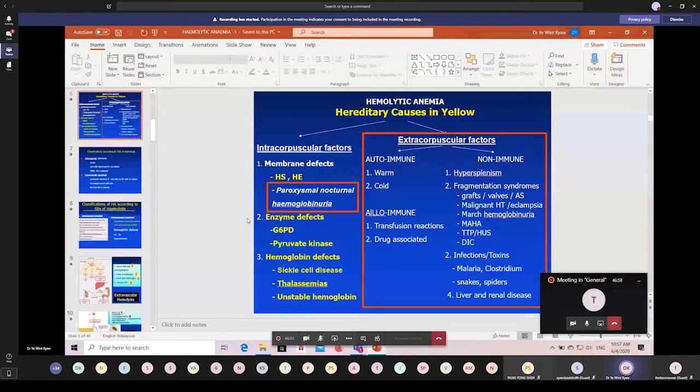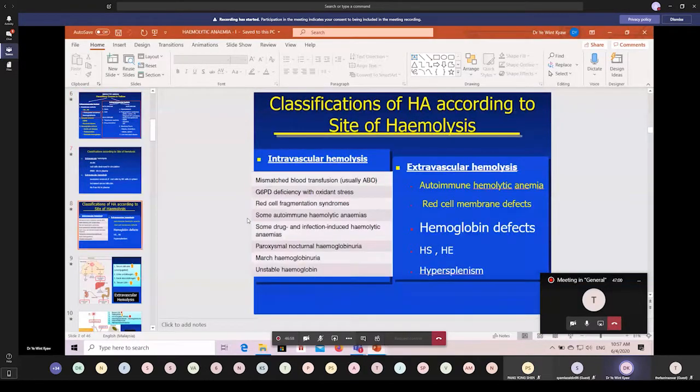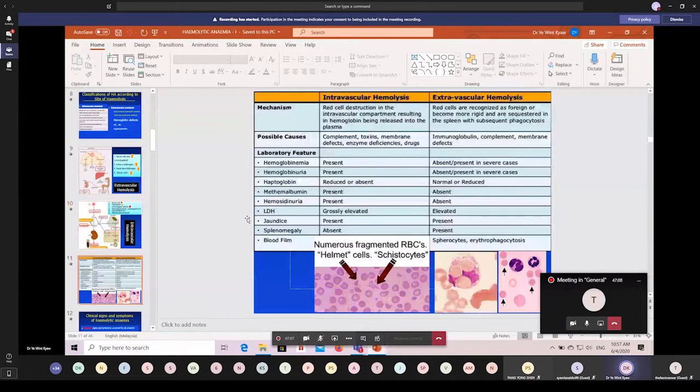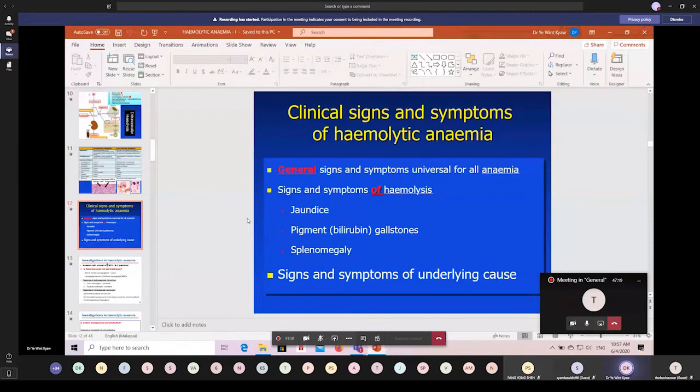You need to go through the genetic diseases in yellow color. You should know the difference between intravascular hemolysis and extravascular hemolysis. These features you must know for essay questions also. What are the differences between intravascular hemolysis and extravascular hemolysis? This is a must know. Another one, signs and symptoms, general features of hemolytic anemia.